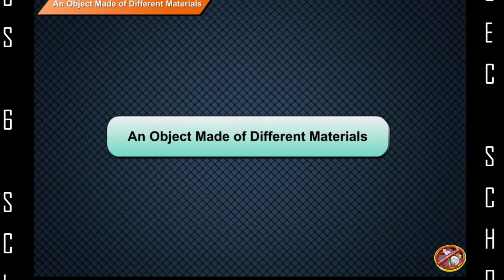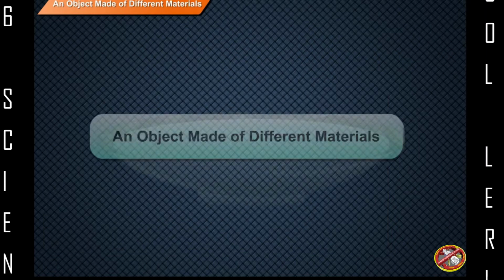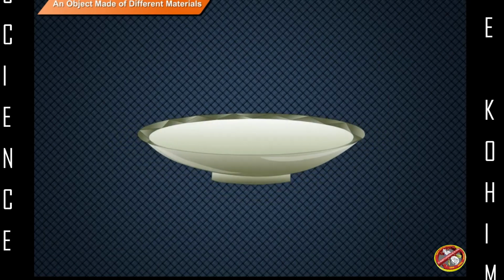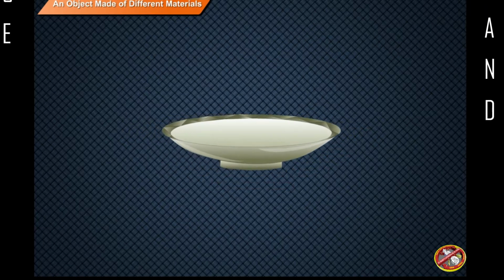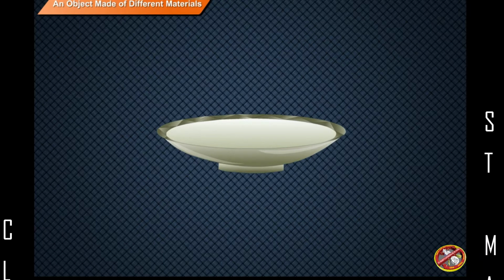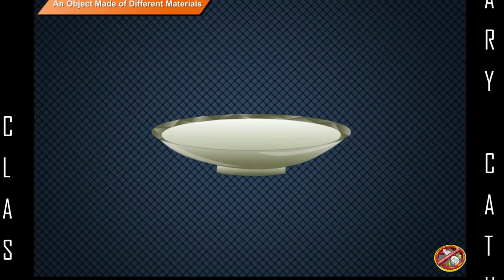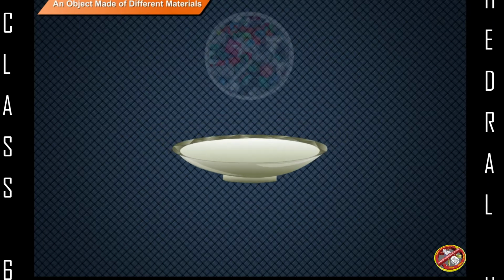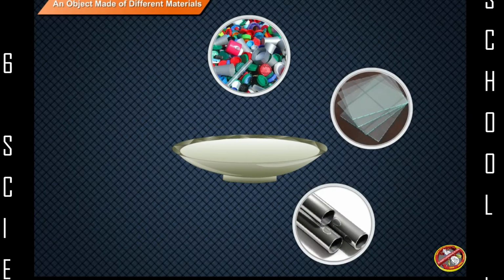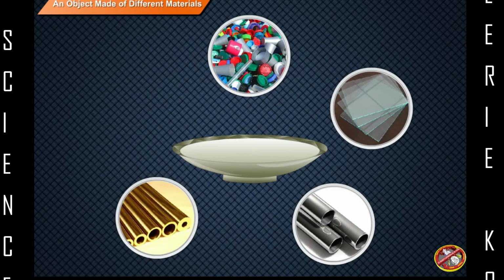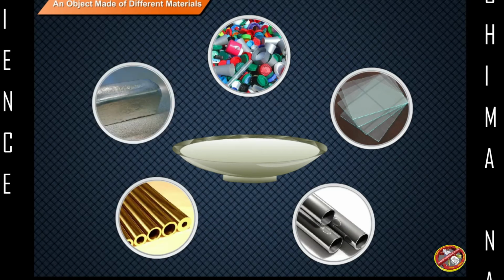An object made of different materials. The same object may be made of different materials. For example, a plate is an object that is used in our daily life. A plate may be made of different materials like plastic, glass, stainless steel, brass, and silver.